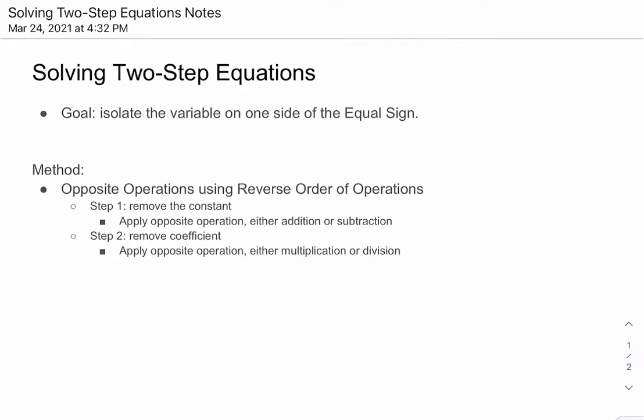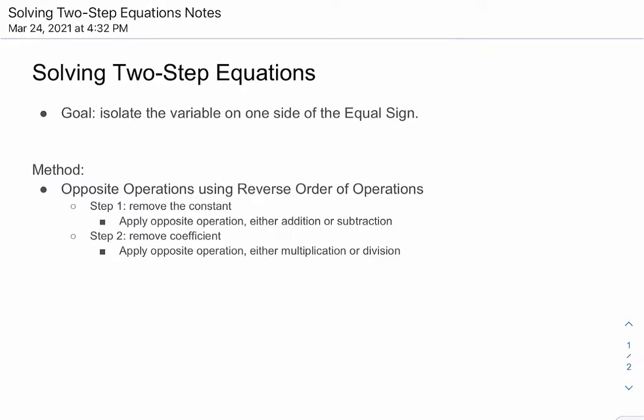Okay, we are talking about solving two-step equations. So our goal in this is the same as with one-step equations. We want to isolate the variable on one side of the equal sign and solve for that variable. The method we're going to use is opposite operations, using reverse order of operations to solve for the variable. And there's two steps in this.